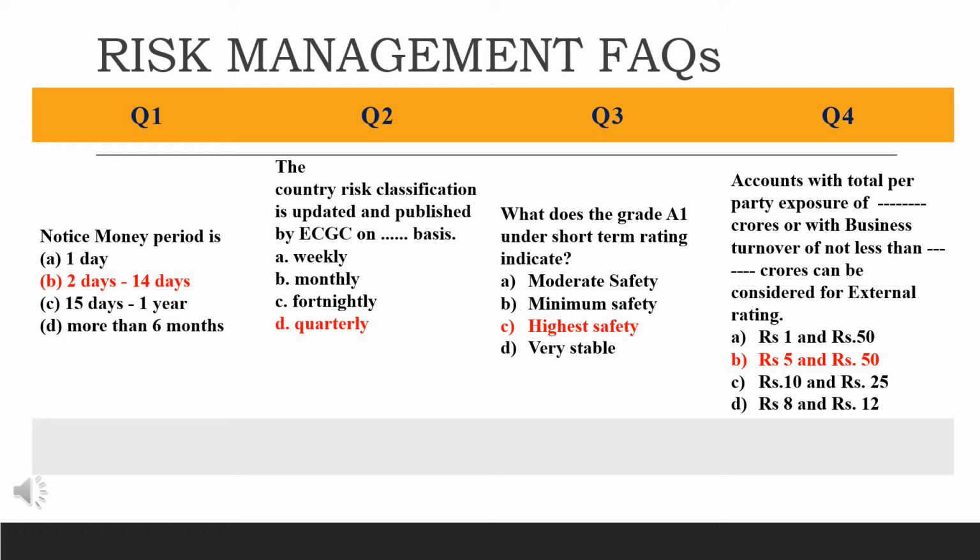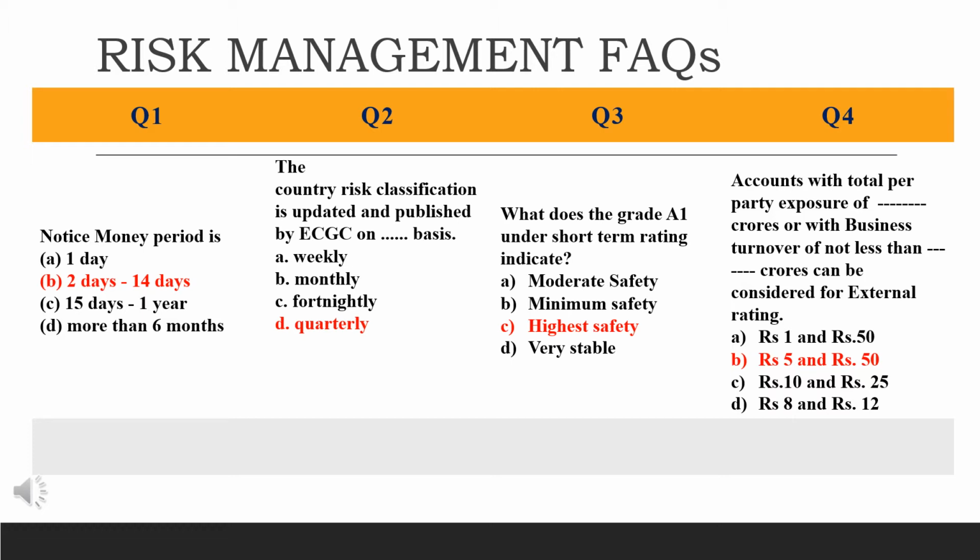So what was the question? Grade A1 rating under short term rating means what level of safety? The answer will be C, highest safety. A1 we have seen has a very strong degree of safety regarding timely payment of financial obligations, and thus carries the lowest credit risk. The last question in this slide is: accounts with total per party exposure of dash crores or with business turnover of not less than dash crores can be considered for external rating. I would repeat the question once again.